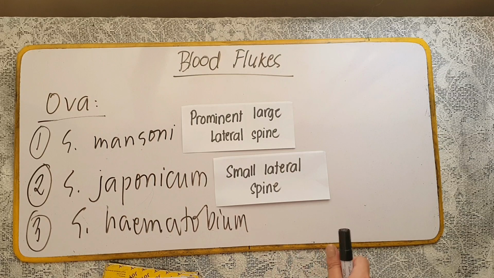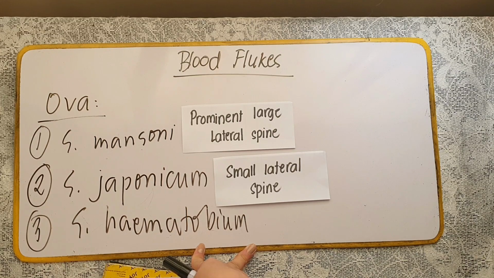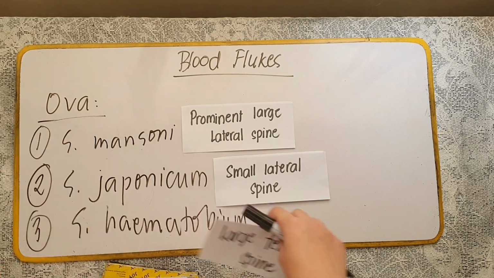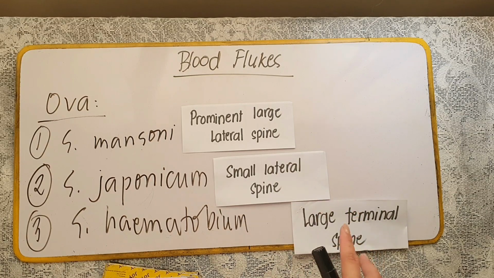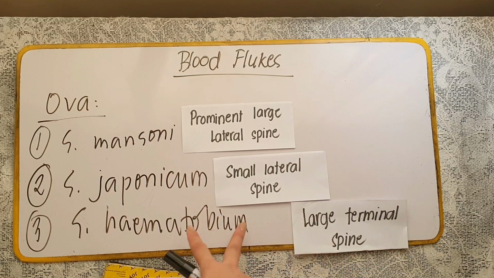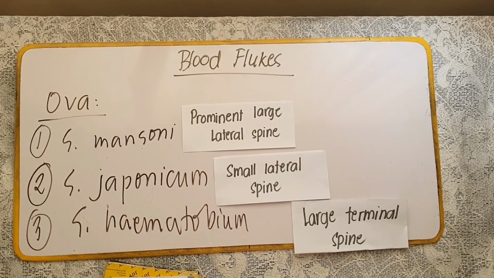And then lastly, we have your Schistosoma haematobium, also known as the vesicular or vesical blood fluke, also known as the bladder fluke. The ova is somewhat oblong in shape also, measuring about 110 to 170 micrometer by 38 to 70 micrometer. The presence of a large terminal spine distinguishes the egg from the other Schistosoma species.